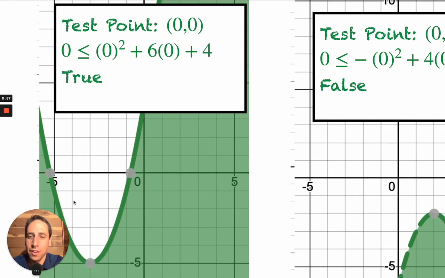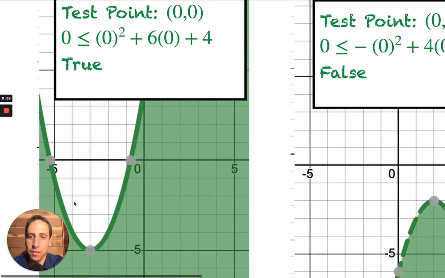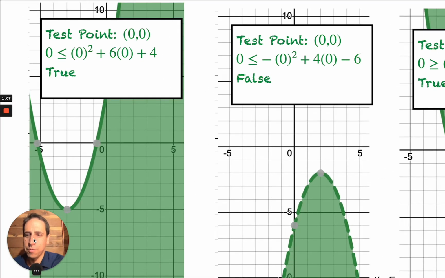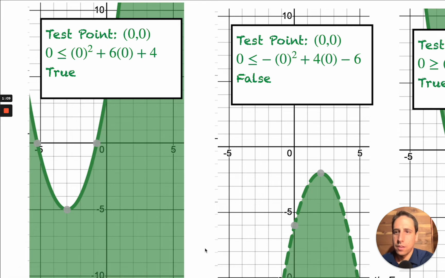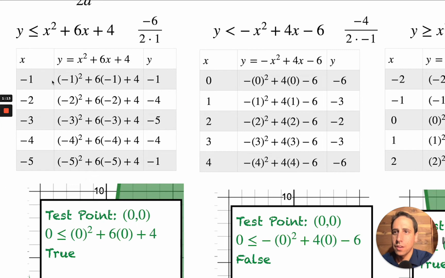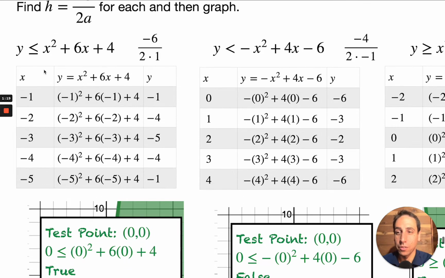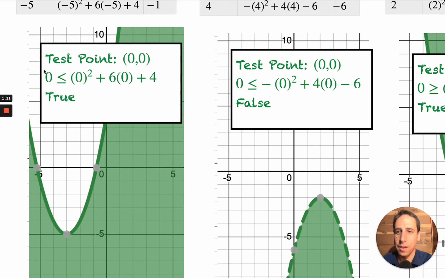Go ahead and copy this down, the graph. Notice here, you can see on the graph we've got a solid line, and that's because this symbol right here is a less than or equal to, as you might expect. So then, therefore, we graph with a solid line. Over here it's going to be different, with a dotted line or a dotted curve.